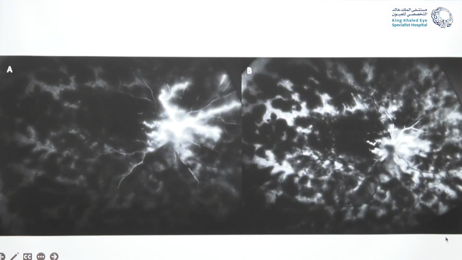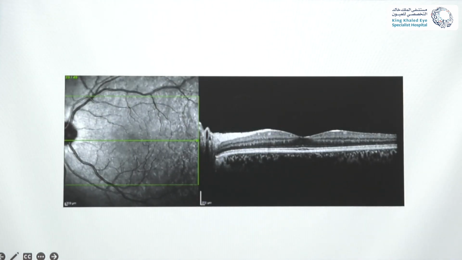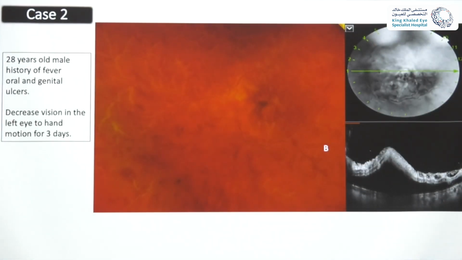And in FFA, you will see the delay of central retinal artery perfusion and the blockage effect by the hemorrhage. In OCT, you will see the loss of normal retinal layer lamination and the hyperreflectivity of all the retinal layers. The left eye, here the OCT is normal. This is the first case.